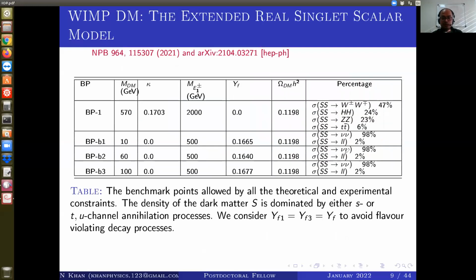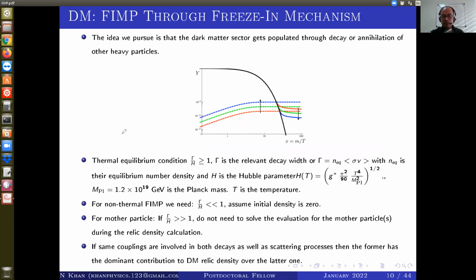Now these are the parameters of the benchmark. A few benchmark points I have shown. This is how you can get the relic density when the dark matter mass is changed, through this freeze out mechanism. Now, in this model, can we get dark matter through the freeze in mechanism?